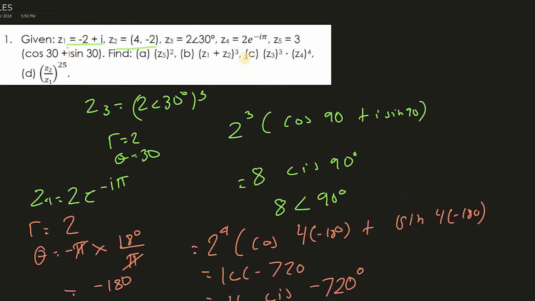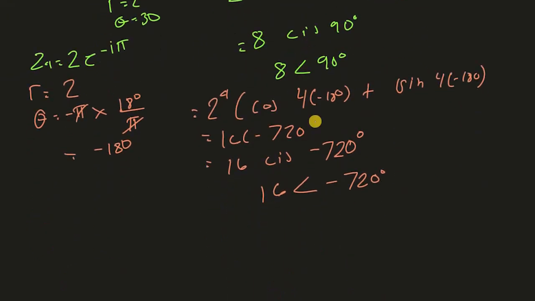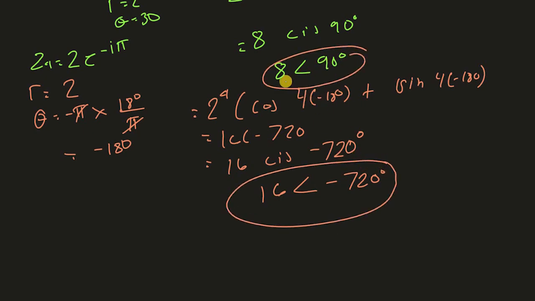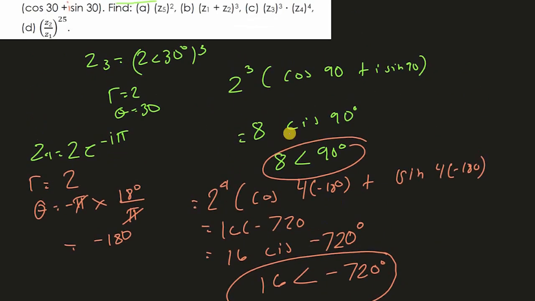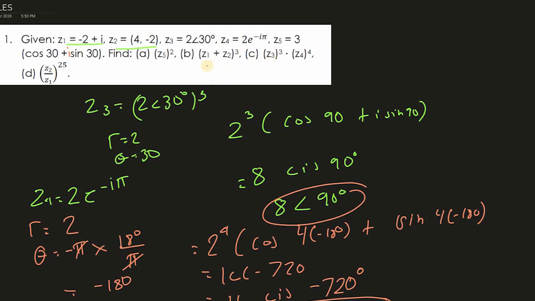Next here, sabi kasi dito, is to multiply. I-multiply natin yung cube ng Z3 tsaka yung fourth power ng Z4. So, let's multiply these two terms. Ito, tsaka ito. So, multiplying that, we just multiply the modulo, 16 times 8. 16 times 8 is equals to 128. Angle natin, we just add the angle since we are multiplying. Negative 720 plus 90 is equals to negative 630. So, ito po yung final answer natin, guys. Okay? I hope you're getting the concept behind it.